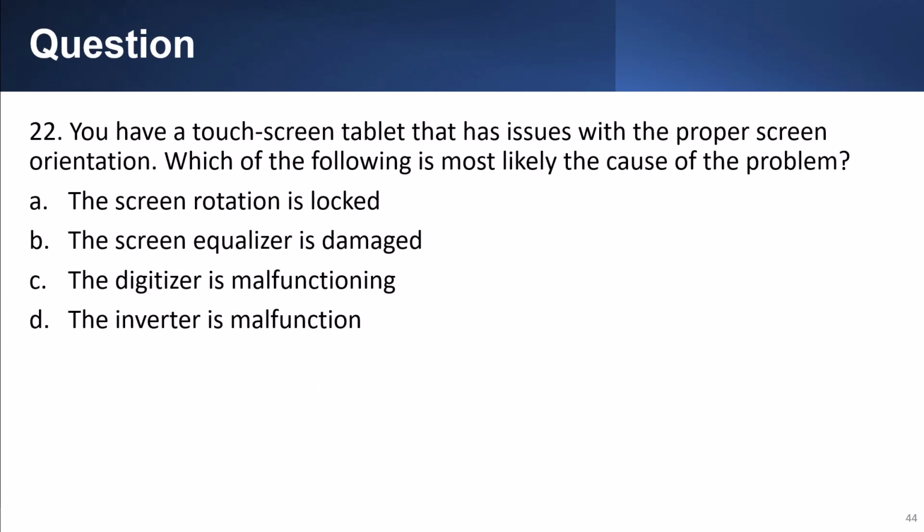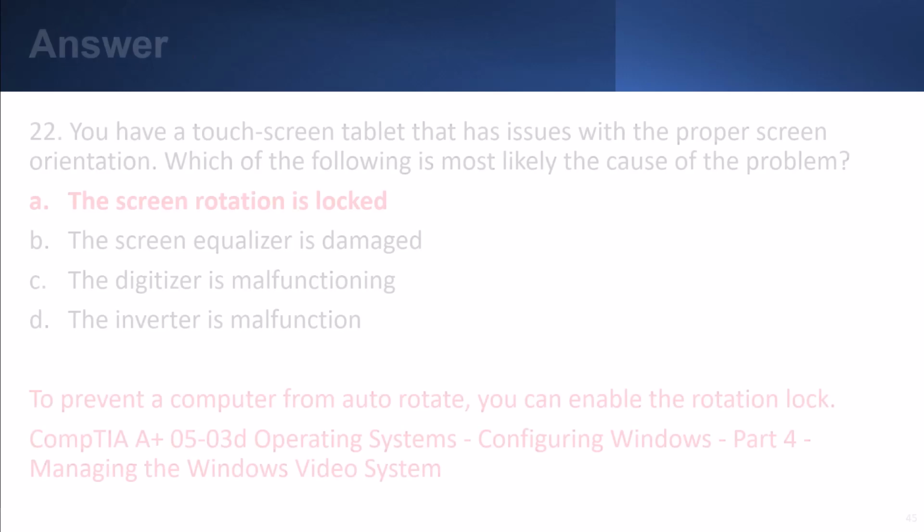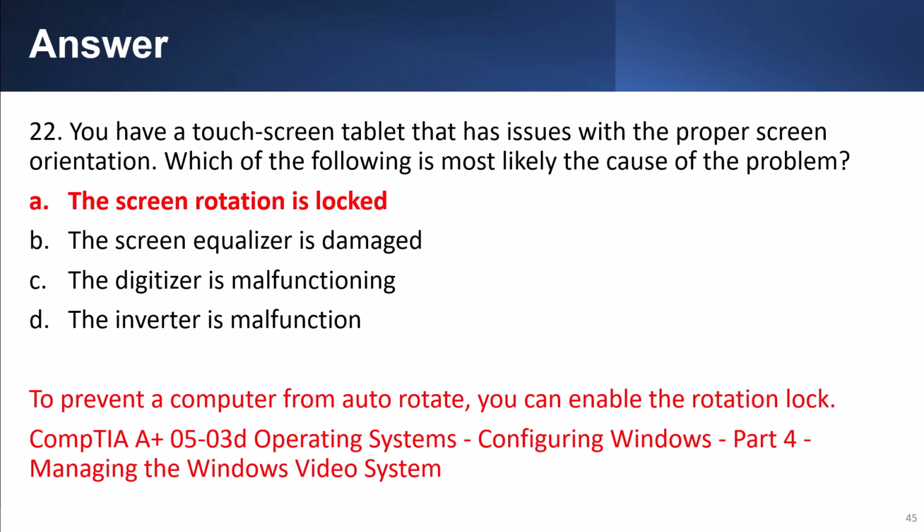Question 22. You have a touchscreen tablet that has issues with the screen orientation. Which of the following is most likely the cause of the problem? Answer: the screen rotation is locked. To prevent a computer from auto-rotating, you can enable the rotation lock.